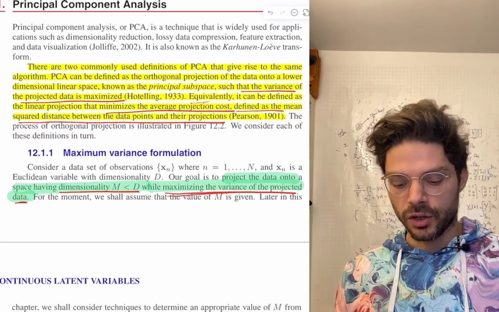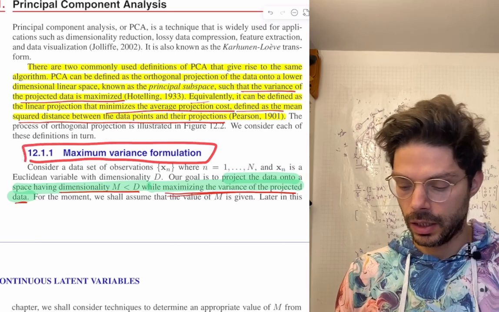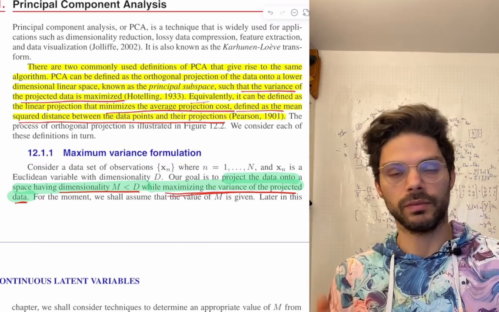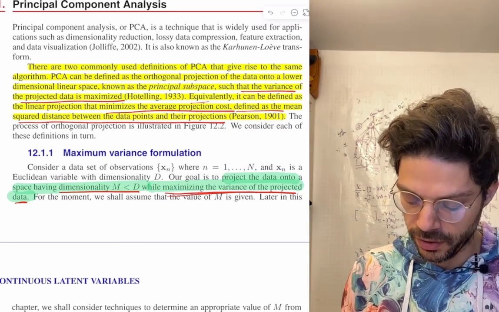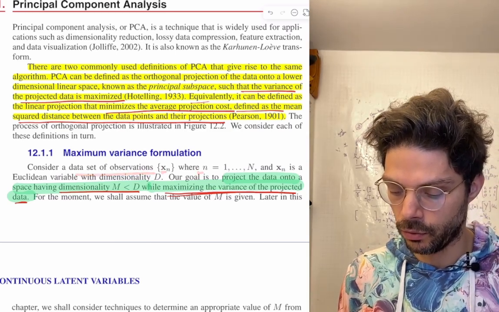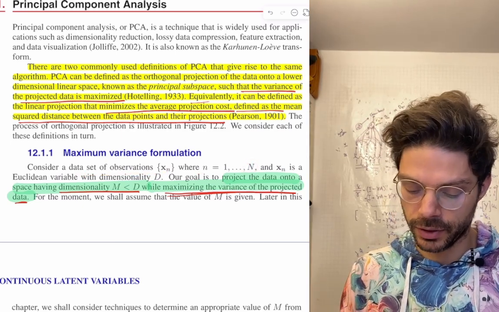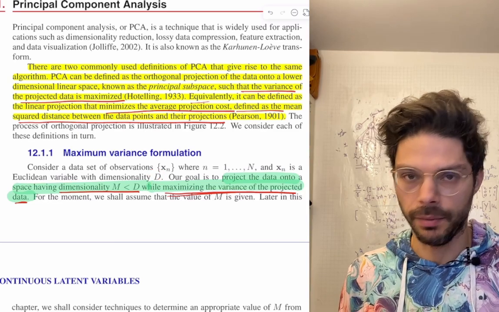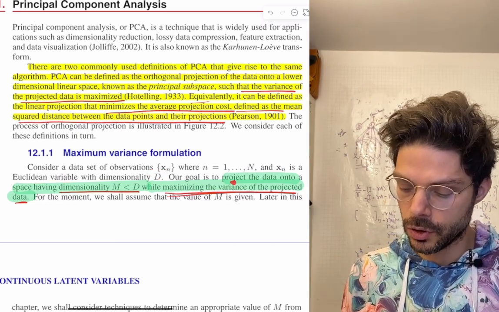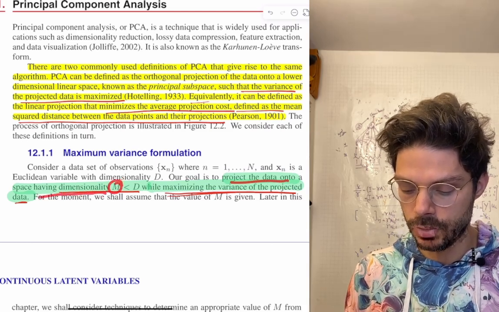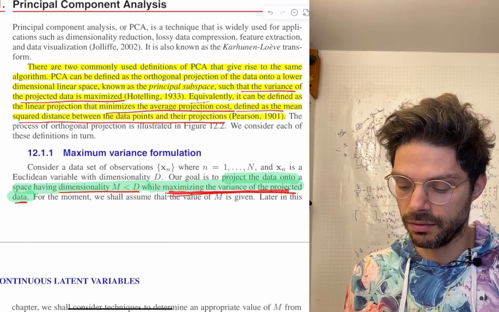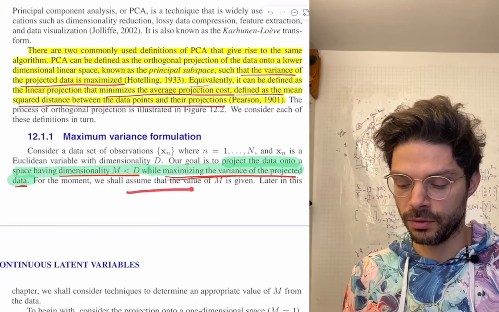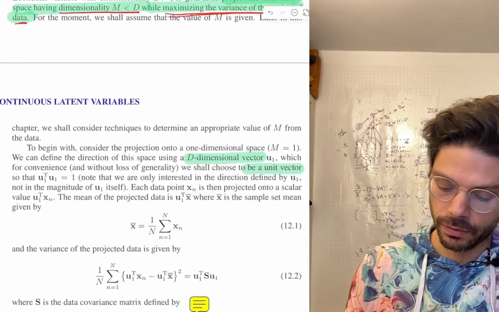Okay, so let's start. In this section, we're just going to be talking about the maximum variance formulation, and how it gives us our principal components. Consider a data set of observations x_n, where n goes from 1 to capital N, and x_n is a Euclidean variable with dimensionality D. This is your extrinsic dimensionality, your ambient dimensionality, your data dimensionality, however you want to call it. Our goal is to project the data onto a space having dimensionality M less than D, while maximizing the variance of the projected data. For the moment, we shall assume that the value of M is given. Later on, we'll figure out how to come up with that.